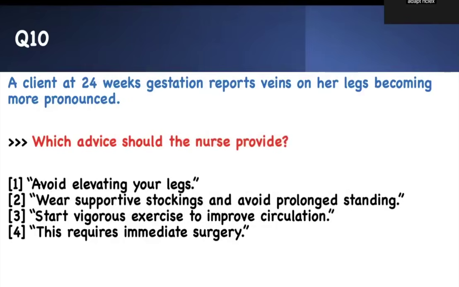And the last one, I know you get 10 out of 10. A client at 24 weeks gestation reports a vein on the leg becoming more prominent.